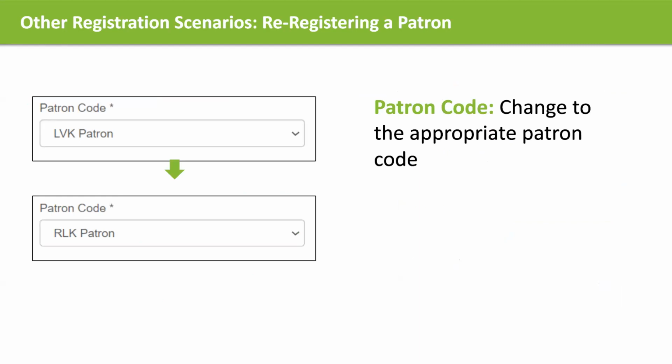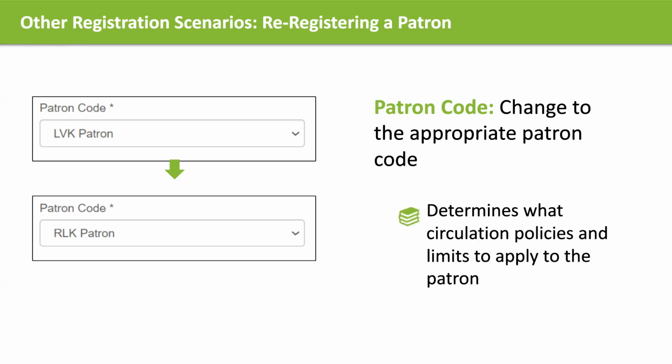Once you change the registered at field, that patron code list should scope to your library. And then you can choose the appropriate patron code from that list. And again, patron code determines what circulation policies and limits to apply to the patron when they're checking out.